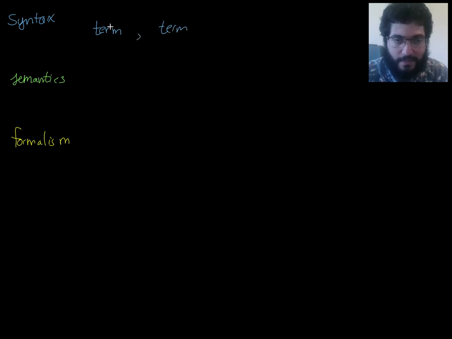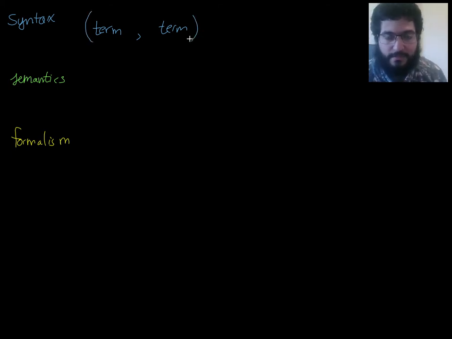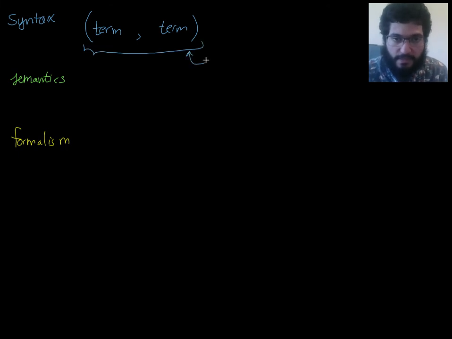Stick a comma between them, and then instead of putting curly braces like we would for a doubleton construction, we put parentheses. And overall, what you will get when you do this is a term. So that's it for the grammar. It is a way of combining two terms to get another term.